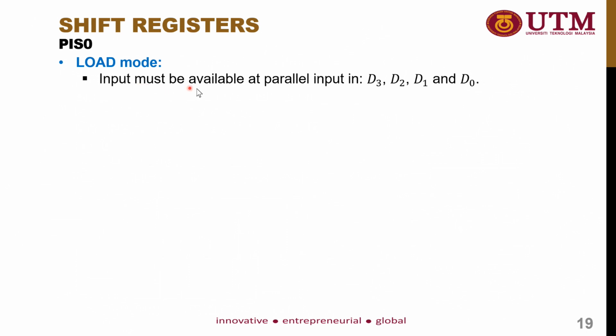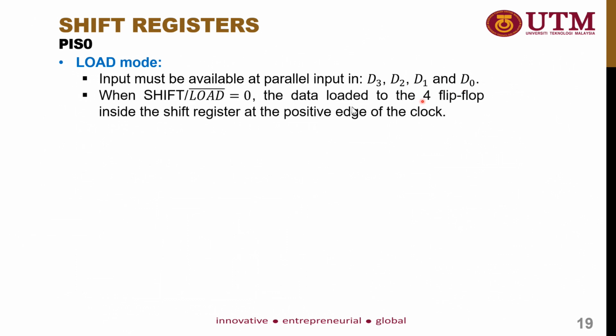So the input must be available at parallel inputs D3, D2, D1, and D0. In order for you to load the data, you must ensure that all inputs are available at the input pins. So when shift load bar is equal to 0, it means that it is in load mode. The data is loaded to the 4 flip-flops inside the shift register at the positive edge of the clock.